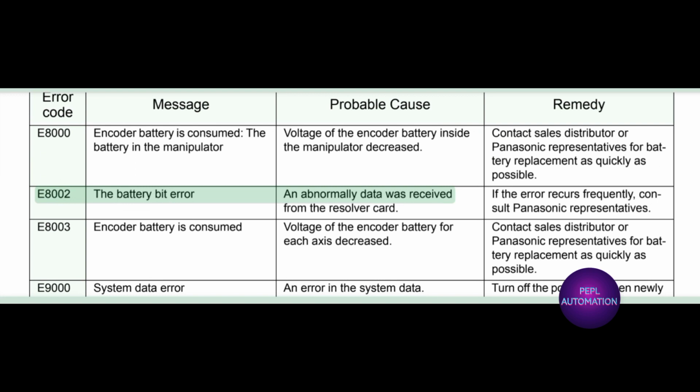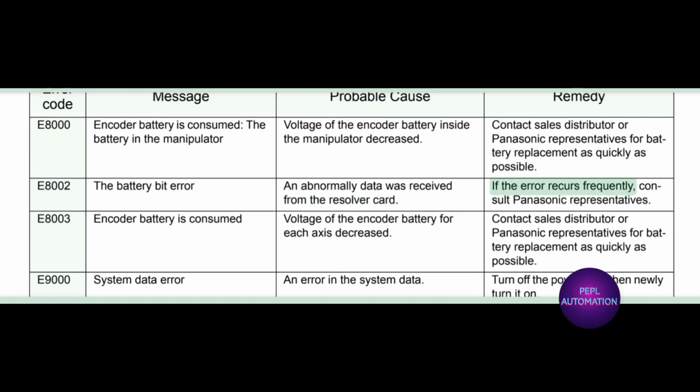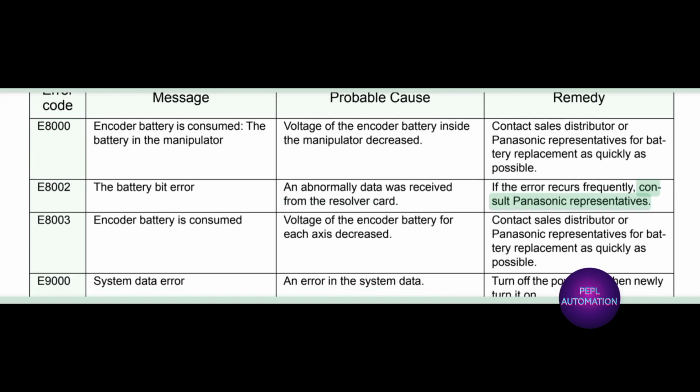E8002. The battery bit error and abnormal data was received from the resolver card. If the error occurs frequently, consult Panasonic representatives.